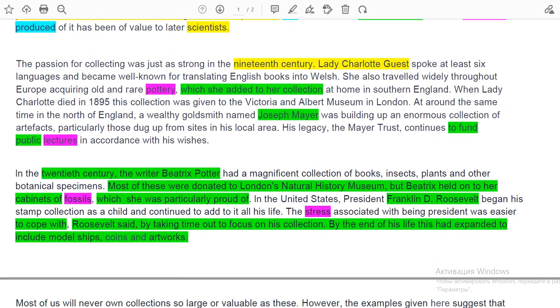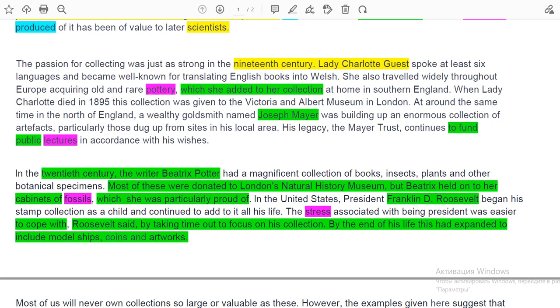Oh, we found that. Then after that, Lady Charlotte Guest also traveled widely throughout Europe, acquiring old and rare pottery, which she added to her collection at home in southern England. Pottery is our correct word. She translated books, but didn't collect them. Only her pottery was left to a museum. Is that right? Yes, that's correct.